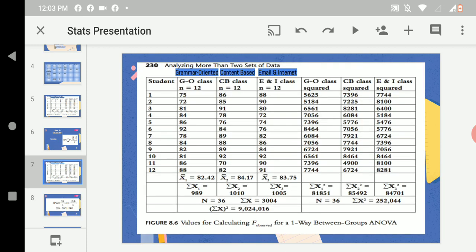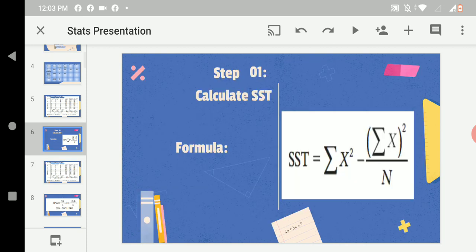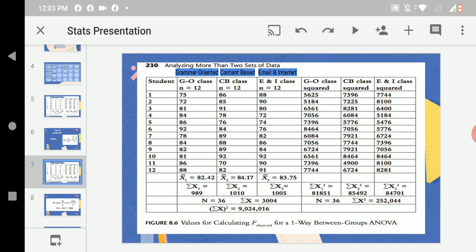Wait lang. Summation of x squared is... Ayun. Ito pala. Oh my gosh. Hirap.